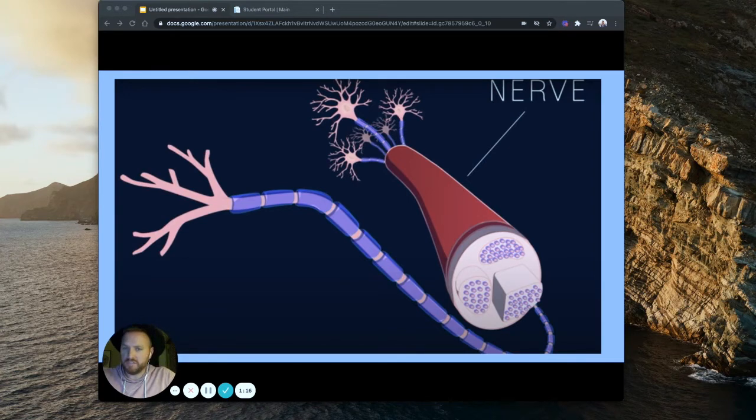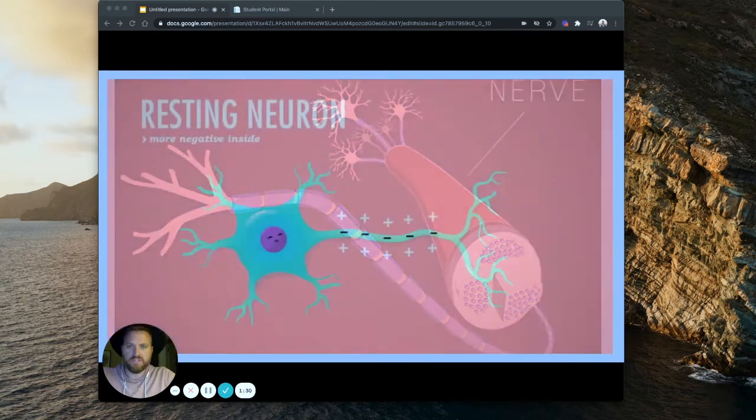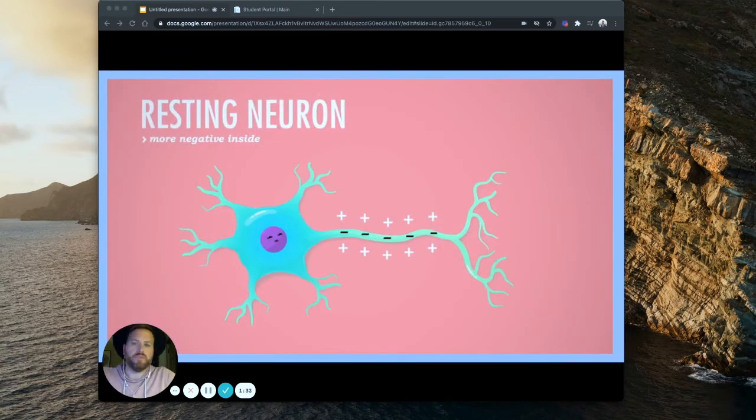The transmission of a stimulation is completely dependent upon charged ions. Various ions, including sodium, potassium, and chloride, are unequally distributed between the inside and the outside of the cell. Here is an example of a resting neuron. It's resting, and we would call this neuron polarized because it has an unequal distribution of the ions, where it's more negative on the inside and positive on the outside.